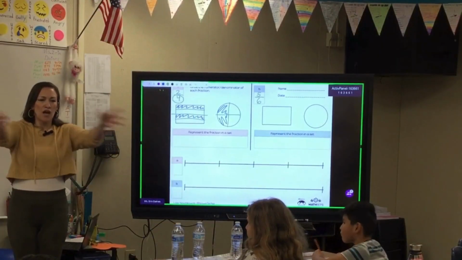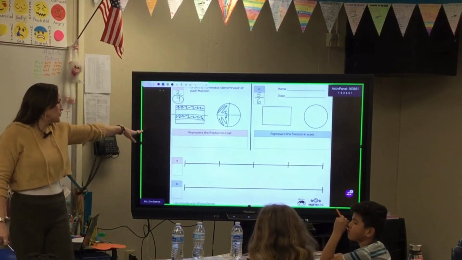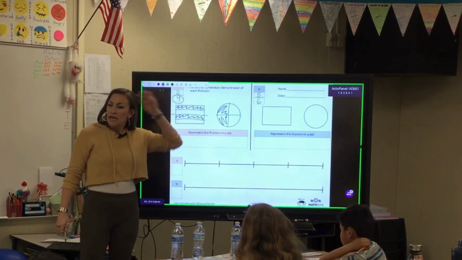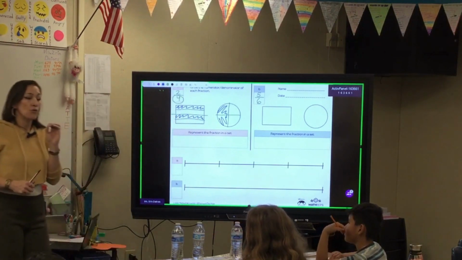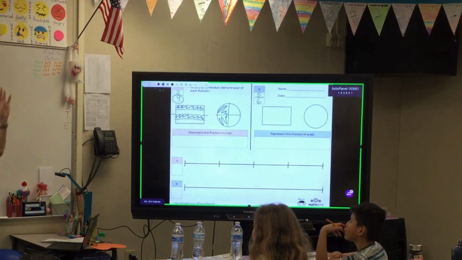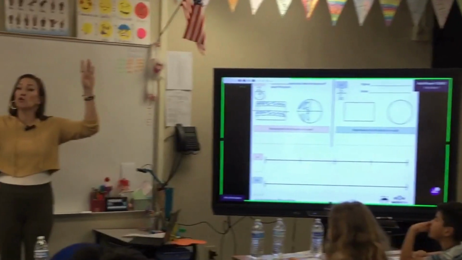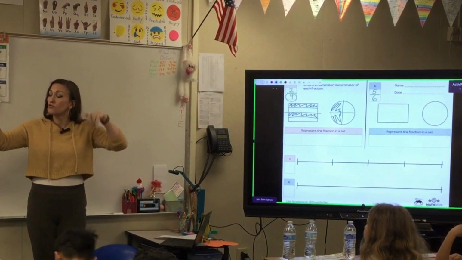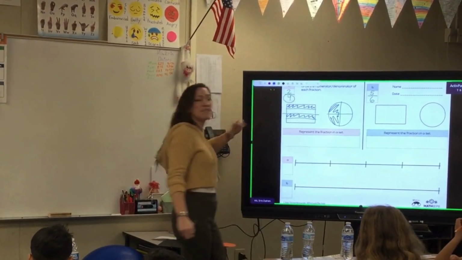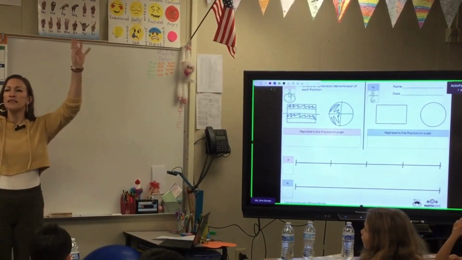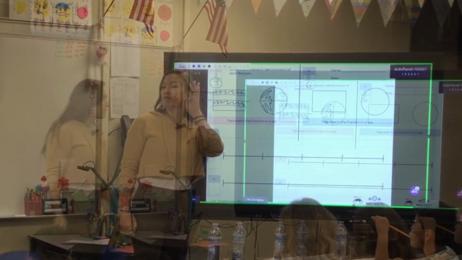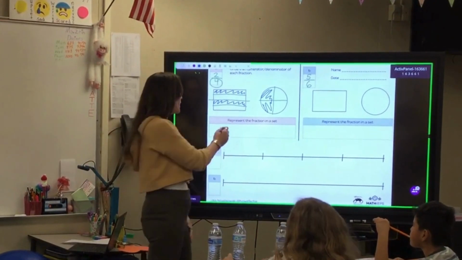Everyone, get your eyes on me. We're moving into representing the fractions in a set. So, how many circles am I going to draw, my students? Think about it and get ready to tell me. Or shapes. How many shapes do I need to draw in order to represent the fractions in a set of 2 fourths? Get ready and think about it. And 3, 2, 1. 4 shapes. Go ahead and draw 4.